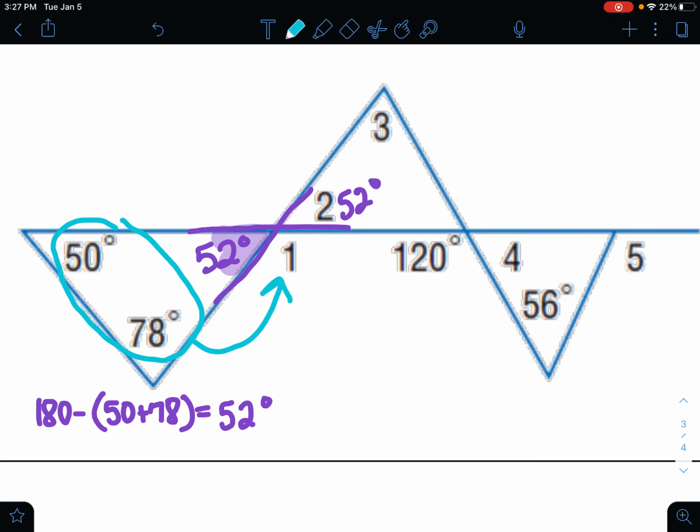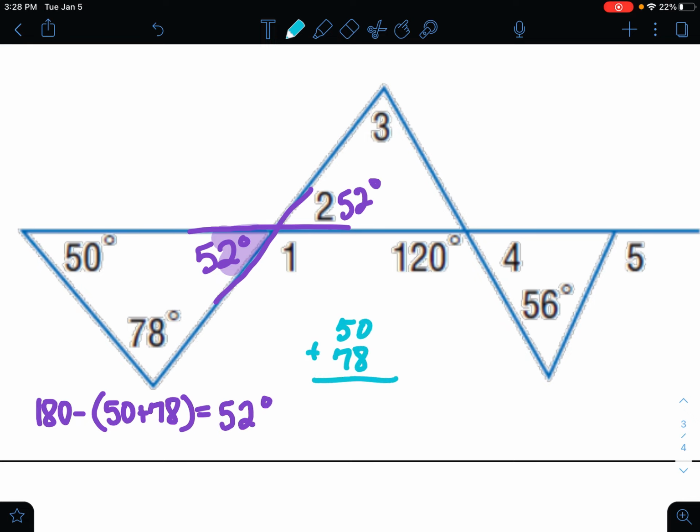So this is the exterior angle theorem. If you take the two inside angles, the remote interior angles, and add them together, it'll equal that exterior angle. So that's another idea. I'm gonna do that. So that's going to be 128. And again, if you had just done 180 minus 52, you still would have gotten the same thing.